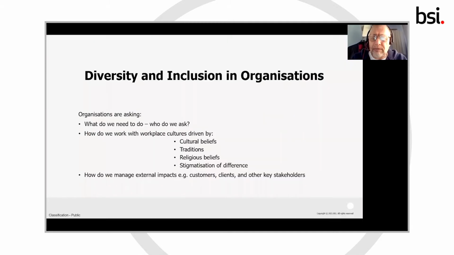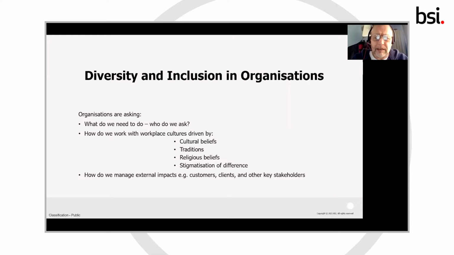So what was the driver for the standard? In reality, a number of factors, but it was understood that organizations globally were asking questions such as, what do we need to do about diversity and inclusion? And where do we get really informed information? Who can we ask? Because organizations were under the belief that they were working with workplace cultures driven by, for example, cultural beliefs, and where sometimes those cultural beliefs caused conflict or brought people into discord because of their different beliefs, and issues about traditions, the way things were done. Sometimes when new people joined, they didn't necessarily understand what those traditions were and where they'd been formed from.